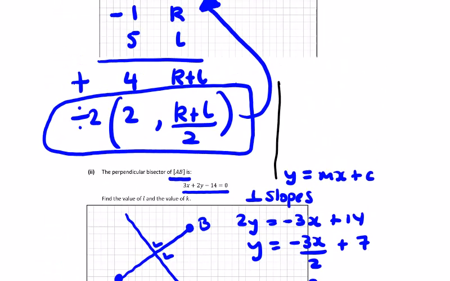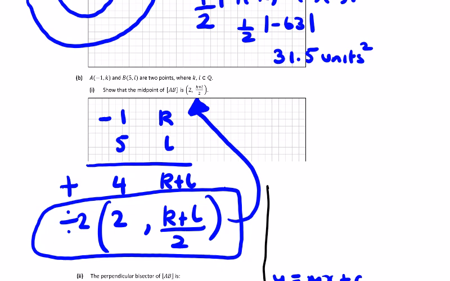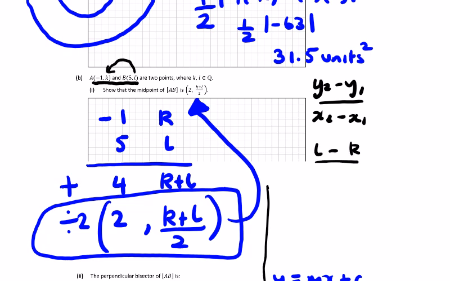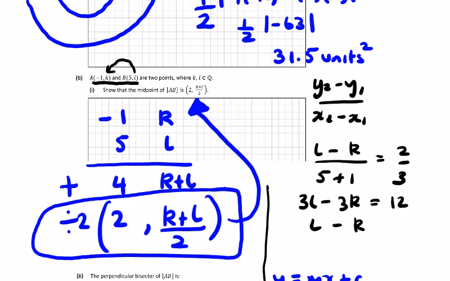And I'm just going to pause that there for 1 second, maybe take this approach. We have 2 points here. So the slope of AB, if we do y2 minus y1 over x2 minus x1, we'll get an equation in L and k. So if we do y2 minus y1, we're going to get L minus k over 5 minus minus 1 is equal to the new slope that we got, that was 2 over 3. So we're going to get 3L minus 3k is equal to 12, or L minus k is equal to 4.